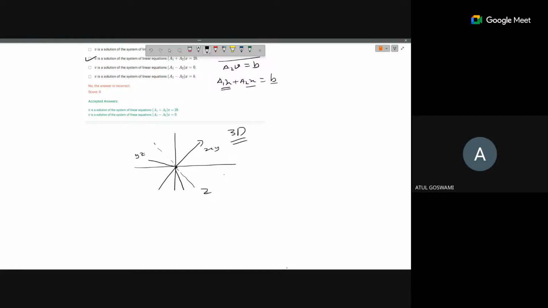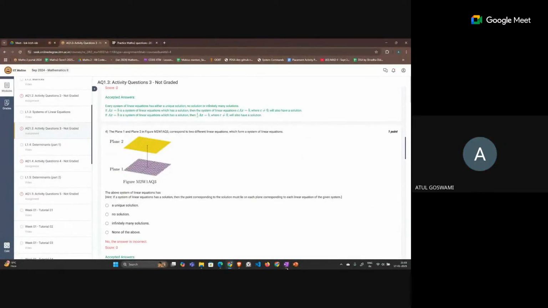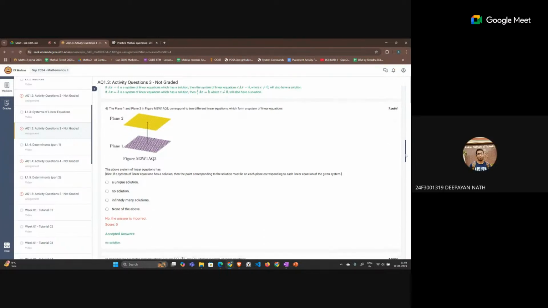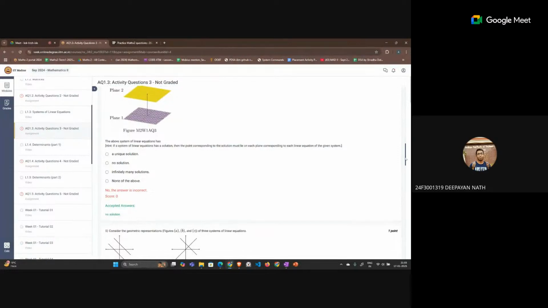If you're particularly taking only planes, then definitely two planes will intersect at a line. So definitely it will give infinite solutions. In that case, it will be either no solution or infinite solutions in the case of planes. True. Understood. But with a plane and a line, you can find a unique solution.